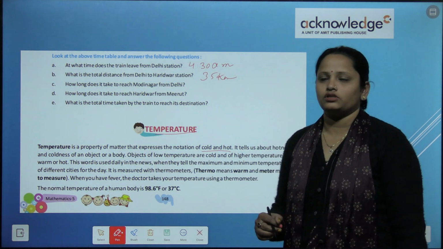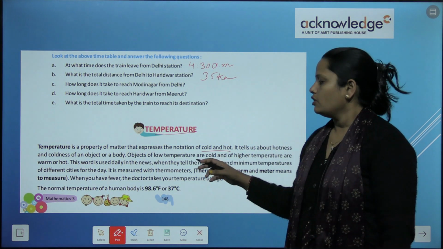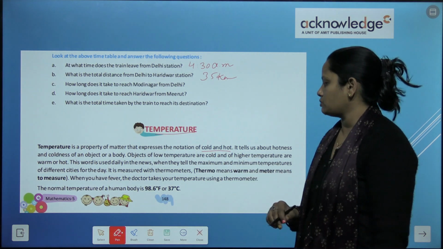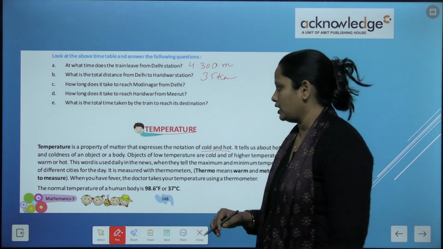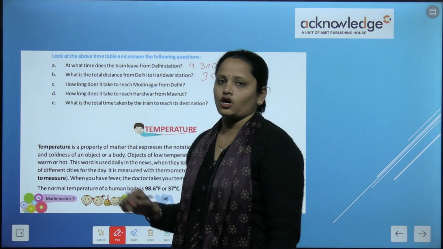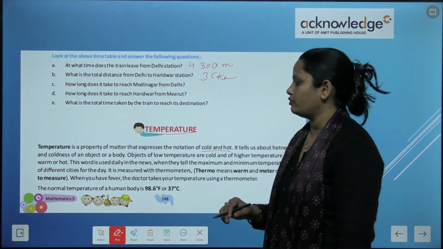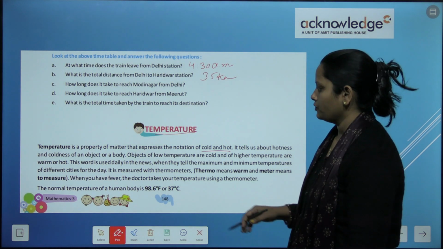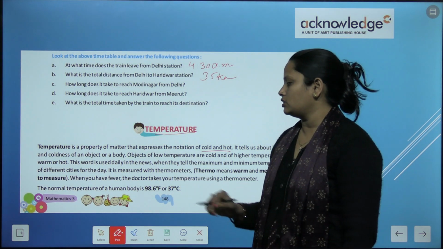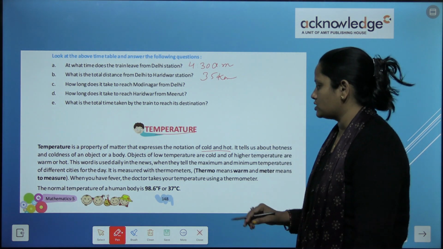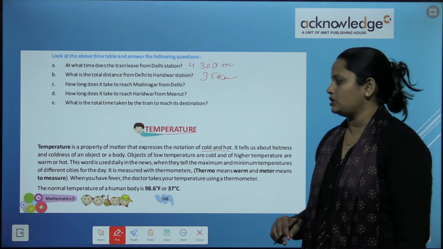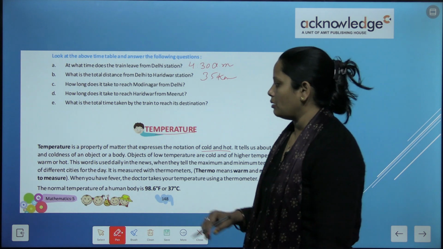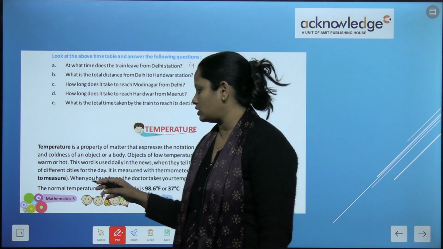The word is used daily in the news. News में आप देख सकते हो ये words daily हमें सुनने को मिलते हैं. When they tell the maximum and minimum temperature, जब ये क्या बताते हैं? Maximum and minimum temperature बताते हैं of different cities for the day. जो भी different cities हैं उनके बारे में बताते हैं. It is measured with the thermometer. और इसे हम कैसे measure करते हैं? Thermometer से. Thermo means warm and meter means to measure.